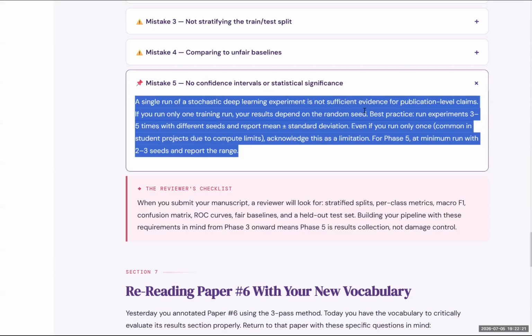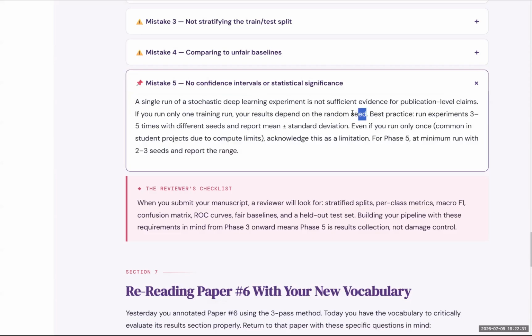Those who are not from a computer science background, if you don't know what a random seed is, we will understand it when we set it during coding. Basically, we are giving a starting point to our code. Don't worry, I'll explain it in the next week. Run your experiments 3 to 5 times starting with different seeds, and then report the mean and standard deviation.